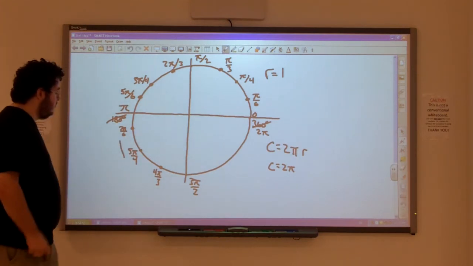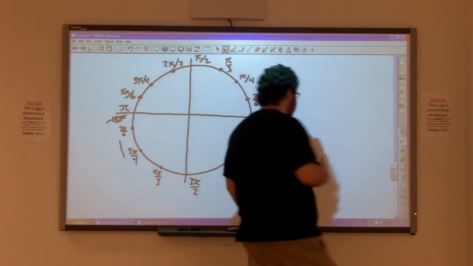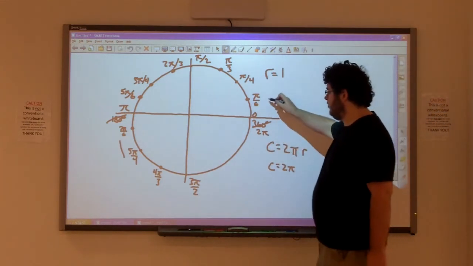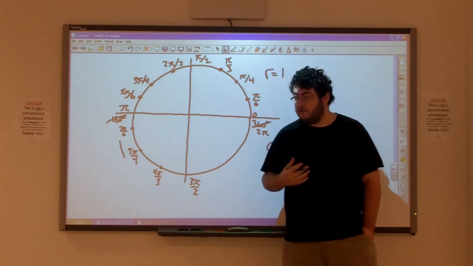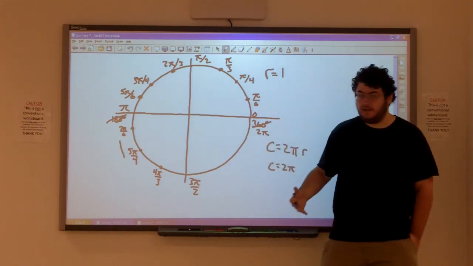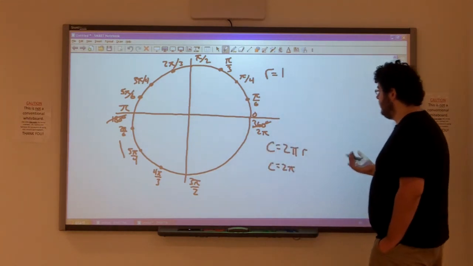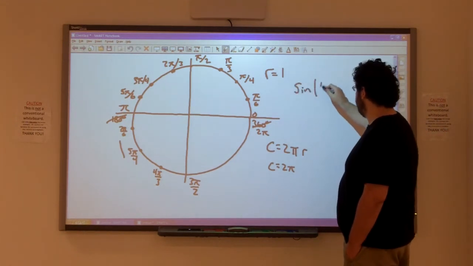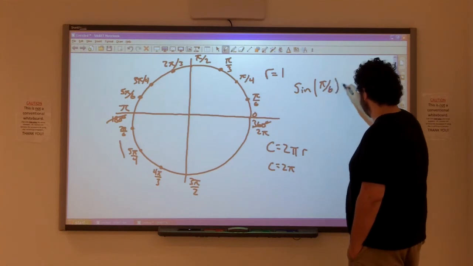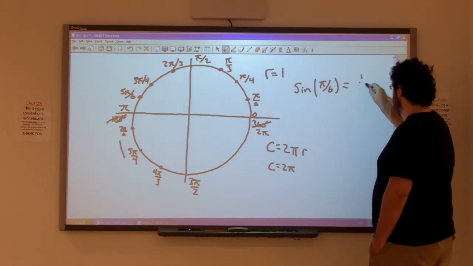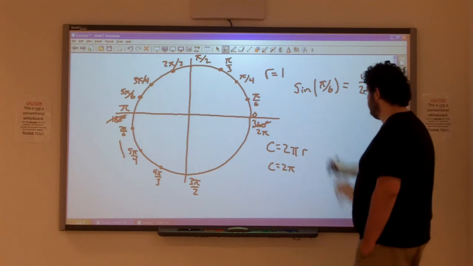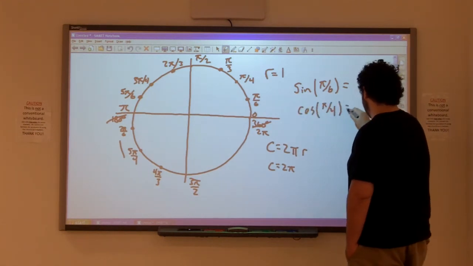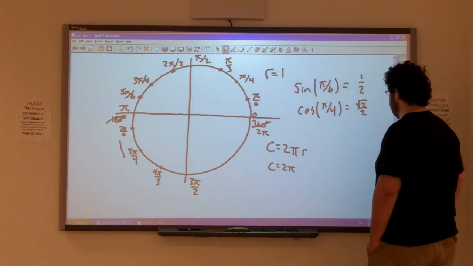So what we're looking at here is the same exact circle, but labeled in what are called radians. And notice I don't have to put a little r or a capital R here for radians. You just simply label it as pi over 6. So what we can say is, instead of writing sine of 30, we can write sine of pi over 6 is equal to 1/2. Or we could say cosine of pi over 4 is square root of 2 over 2.